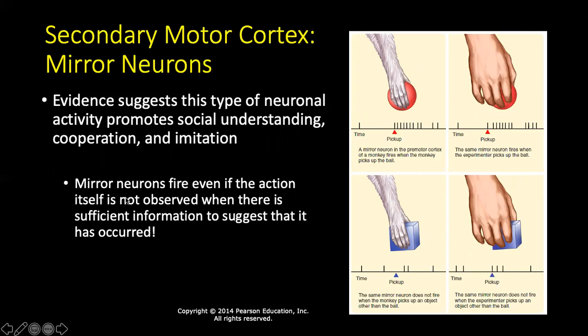What's also really cool is that mirror neurons fire even if the action itself is not directly observed, when there's enough information to suggest that the event has occurred. The example I like to use here is baseball related, because I'm a baseball fan. Imagine the crack of the bat hitting the ball. You could imagine a mirror neuron where if you were watching somebody swinging and hitting the ball, or if you were playing baseball, that same neuron would fire when you swing the bat and hit the ball.